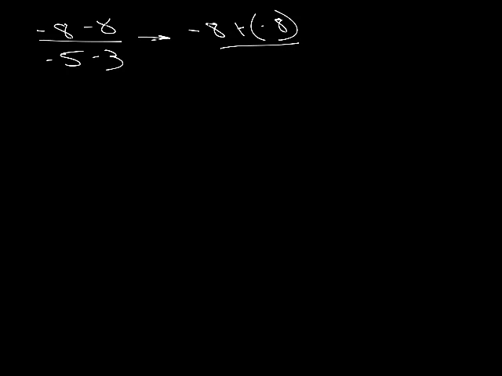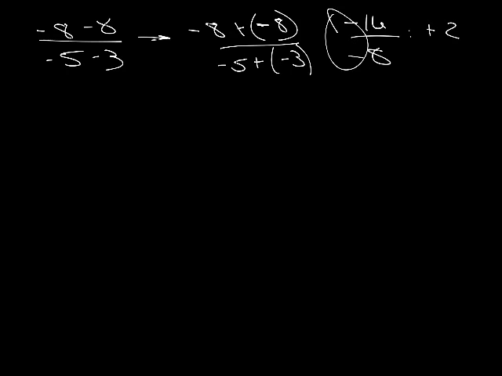And do negative 8 minus 8 over negative 5 minus 3. Negative 8 minus 8 is going to be the same as negative 8 plus a negative 8 over negative 5 plus a negative 3, just so we're adding. And two numbers with the same sign, you add and put the negative on. Two negatives give me a positive, 16 over 8, which in this case is going to be 2.